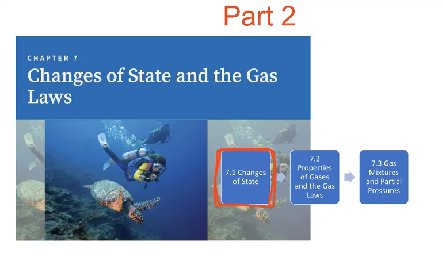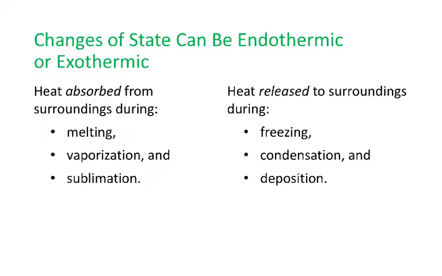Hey folks, welcome back. We're now at part 2 of lecture 7.1, talking about changes of state. And we left off talking about the energy transfer involved in every phase change. And so now we can think about whether energy is absorbed or released. And we have names for that, right? Endothermic and exothermic. And so we're going to apply these to the different phase changes.